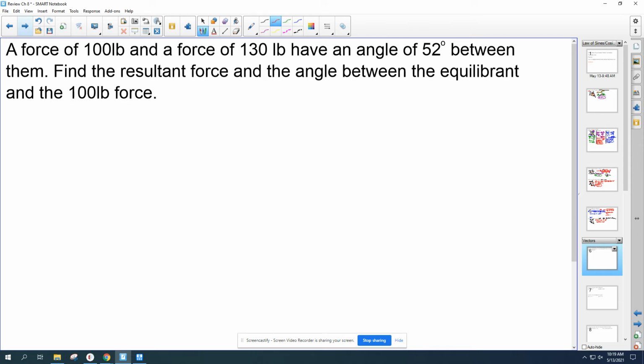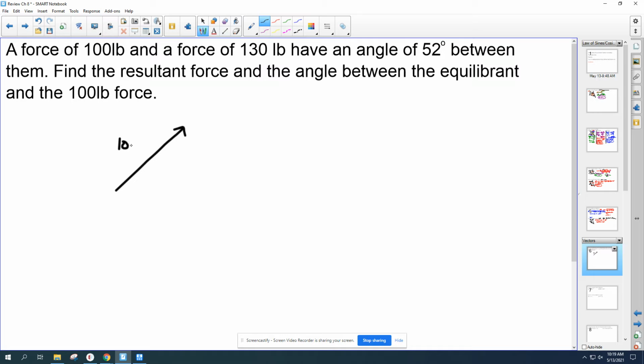A force of 100 pounds and a force of 130 pounds have an angle of 52 degrees between them. Find the resultant force and the angle between the equilibrium and the 100-pound force. Students are really not good at this. This is a very commonly missed problem, probably the most commonly missed problem on the test. So let's make sure we can handle this.